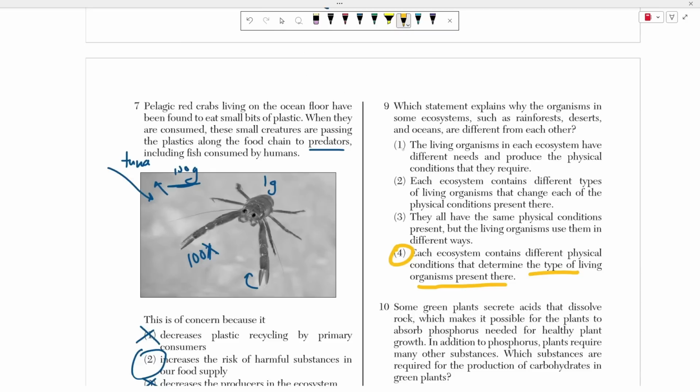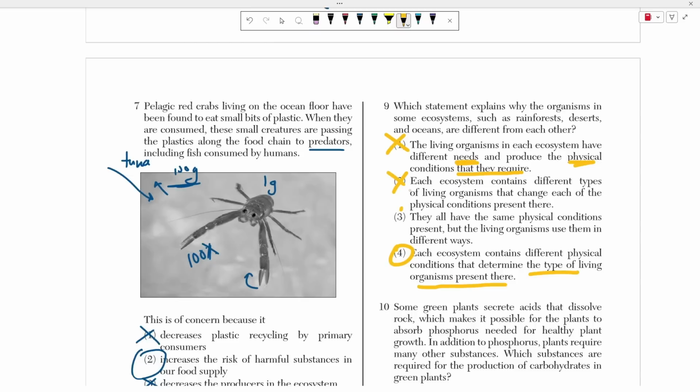Choice 1, living organisms in each ecosystem have different needs that produce physical conditions. So no, the needs that they have do not produce the physical conditions that they require. I do not produce the physical conditions I require. I can adapt to my environment. Choice 2 is wrong because each ecosystem contains different types of living organisms that change each of the physical conditions there. Also false, right? Fish don't change how wet the water is. Cheetahs don't change how hot the savanna is, right? Living organisms don't change the physical conditions there. They react to the physical conditions given.